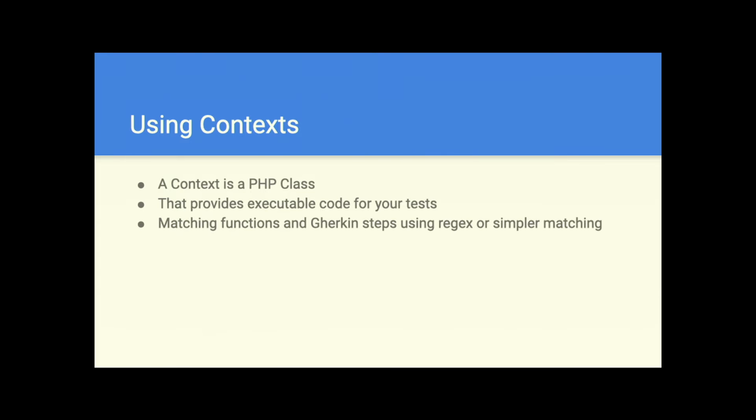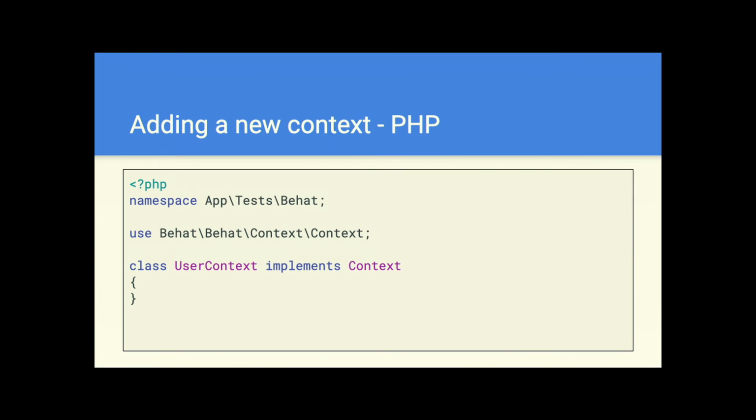When using context, a context is a PHP class. It provides the executable code for your test. It has functions in it, and the functions are matched to your Gherkin steps using either regex or a bit simpler matching. And if you use Symfony, these contexts can be auto-wired, so you can use part of your application, part of Doctrine, inside your context.